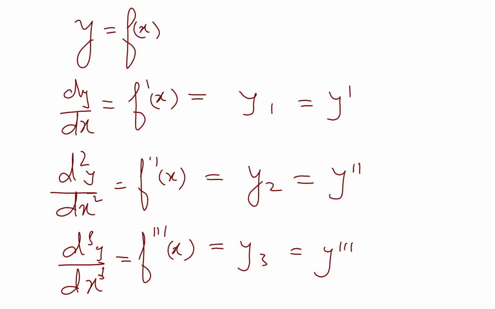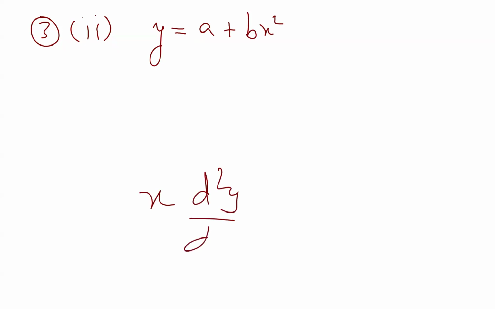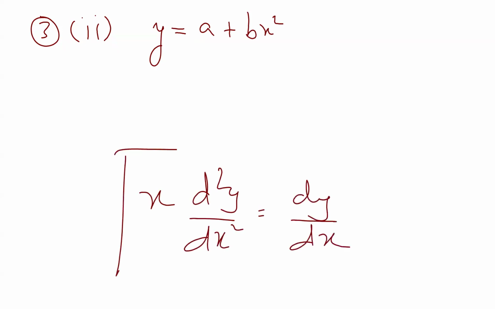Okay. So let us go to the next problem. Question number 3, sub question 2. y is equal to a plus bx square. What are we supposed to prove? We are supposed to prove x d square y by dx square is equal to dy by dx. So this we are supposed to prove, right?